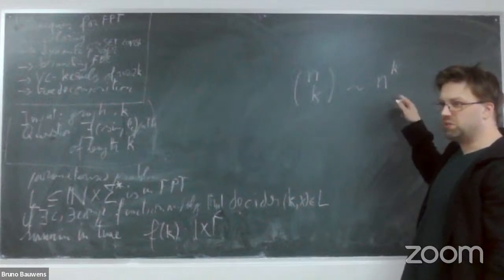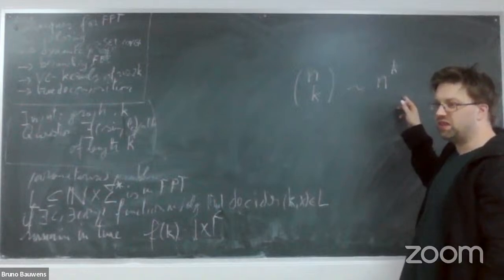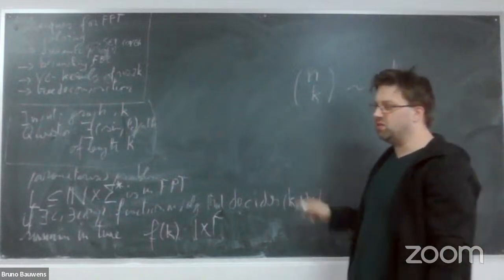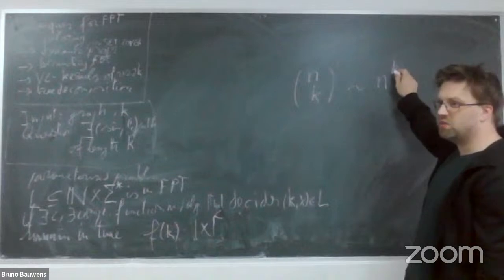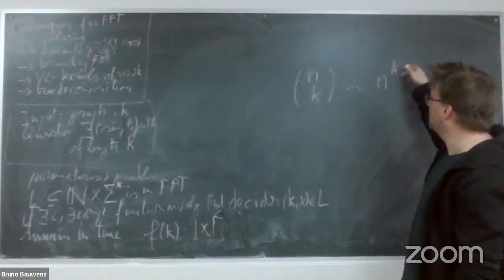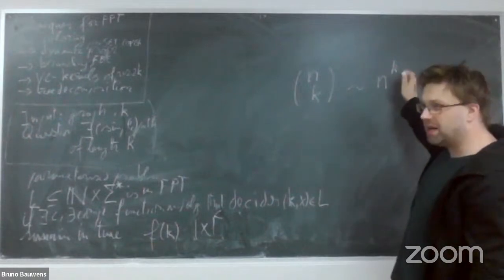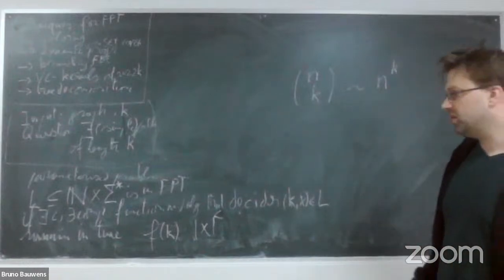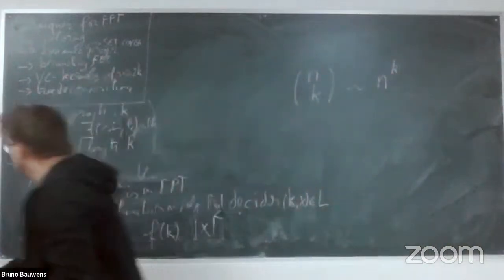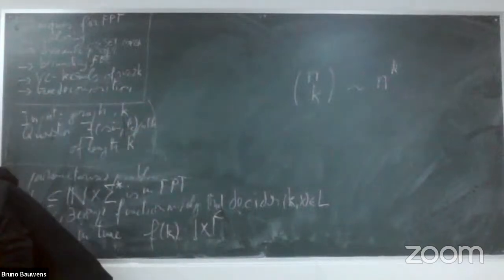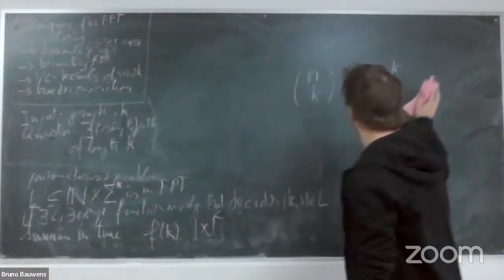And in the next lesson we will see that for clique, we cannot hope for better. I mean, it's very unlikely that you can get rid of the k in the exponent. But for all these, today we will see many problems where we can get to it.